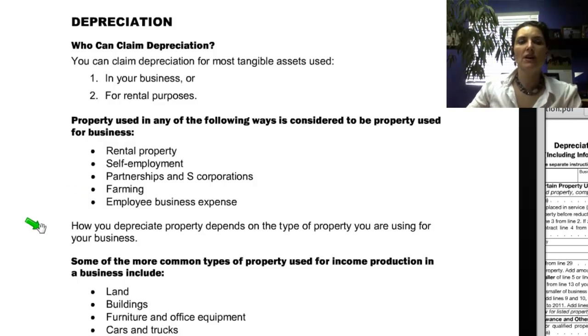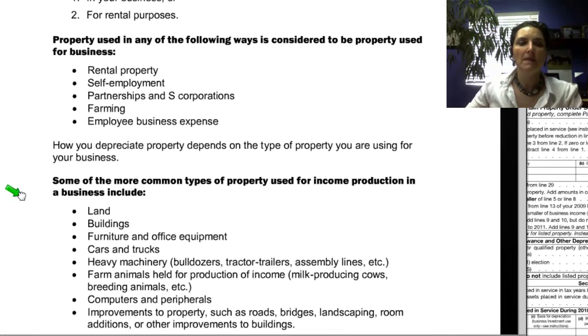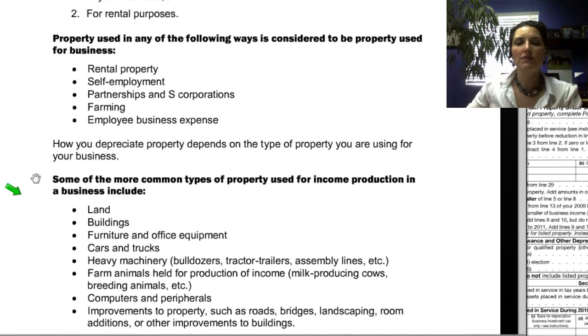So how you depreciate property depends on the type of property you are using for your business. Some of the more common types of property used for income production in a business include land, buildings, furniture and office equipment, cars and trucks, heavy machinery, farm animals held for production of income, such as milk-producing cows and breeding animals, etc., computers and peripherals, and improvements to property such as roads, bridges, landscaping, room additions, or other improvements to buildings.